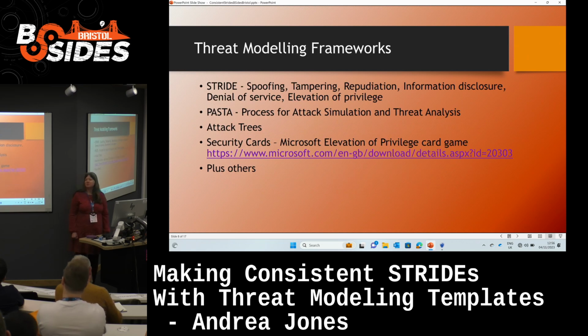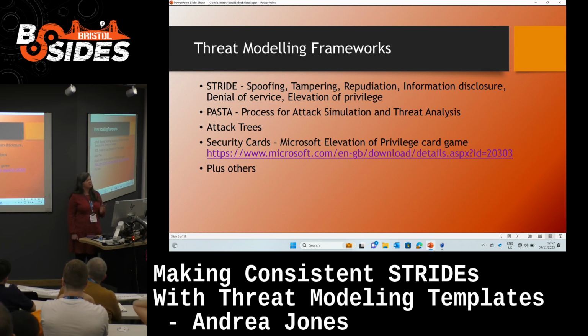So frameworks, there's quite a number around, and you may have come across various ones. But STRIDE is the one I'm looking at today. It's probably the most mature threat modelling framework, but it does take a fair bit of effort to apply it. There's another one called PASTA, the Process for Attack Simulation and Threat Analysis, obviously very attack-driven.